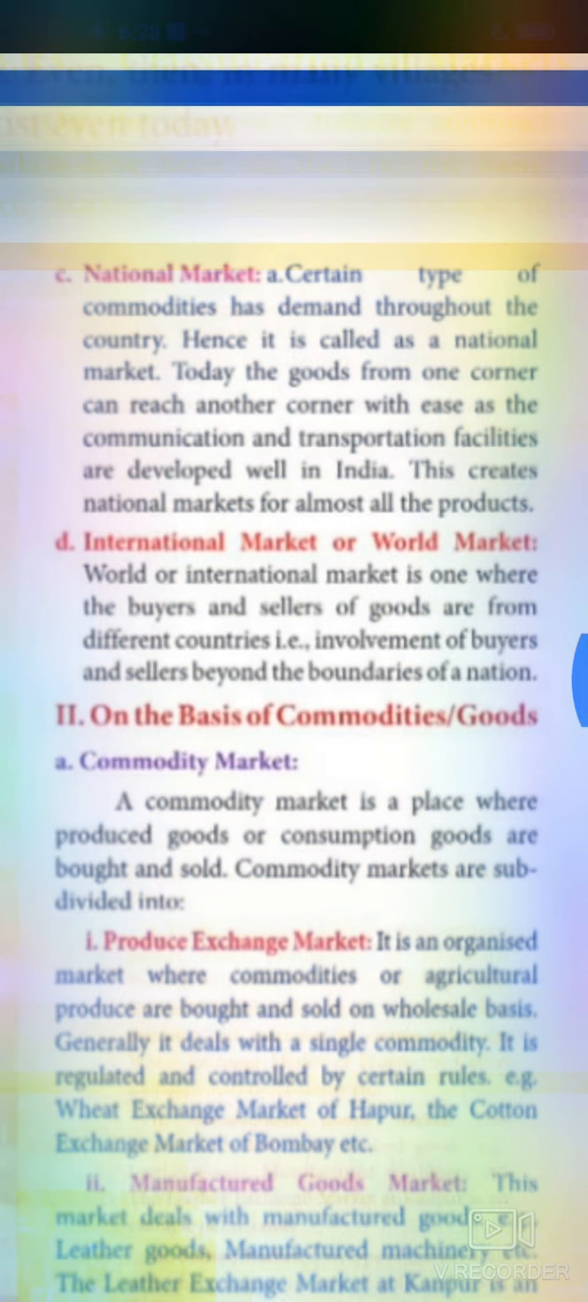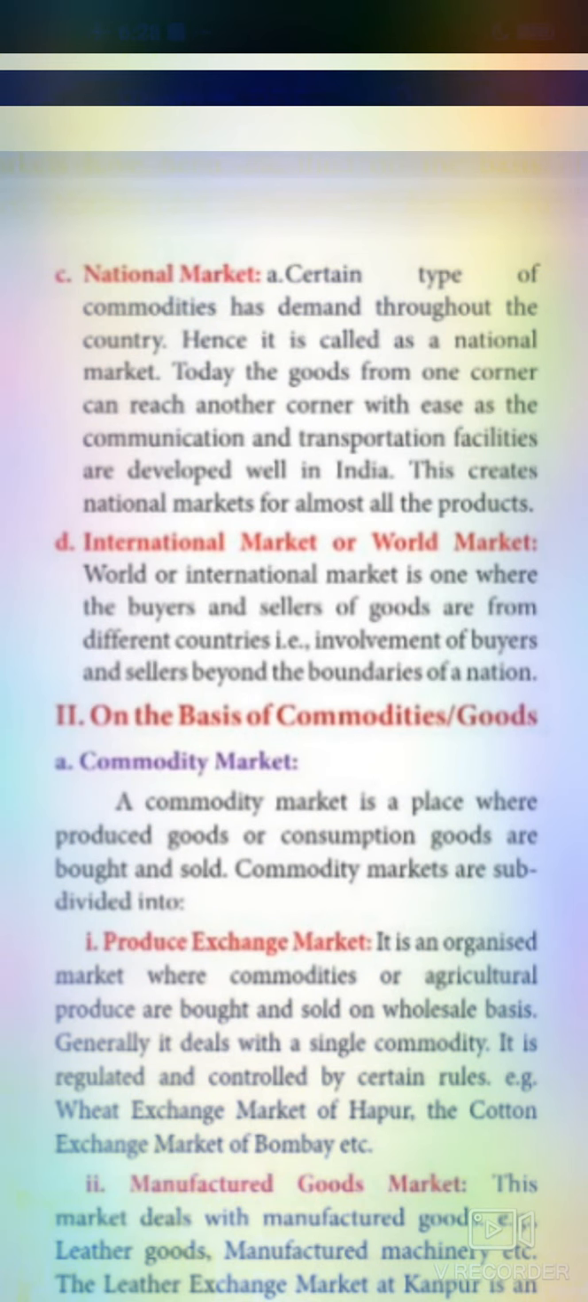And now, next one is national markets. Here the commodities have demand throughout the country, so it is called national market. Today the goods can be taken from one corner and reached to another corner with the help of communication and transportation. So it creates national market for almost all the products.